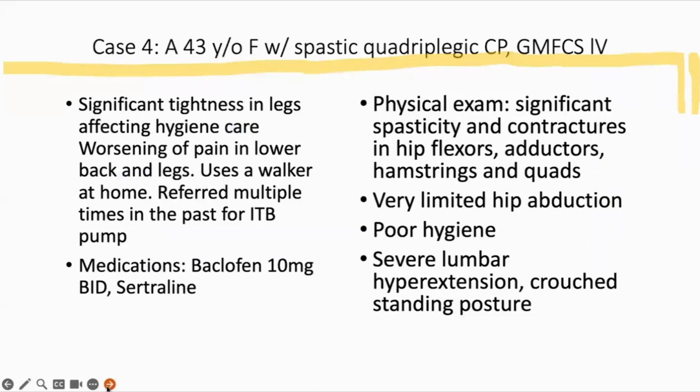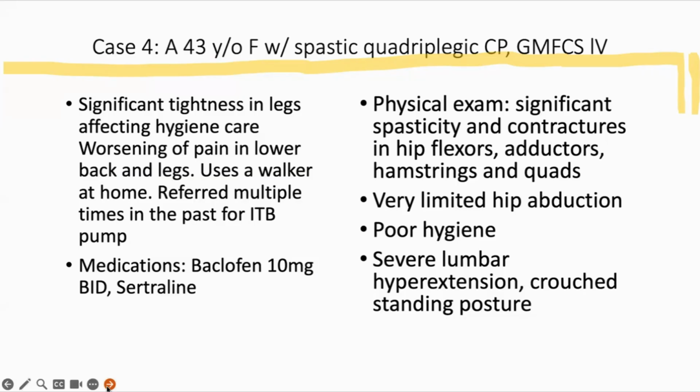So this again, a different story, for this 3-year-old with spastic quad GMFCS 4. She had significant, again, she's also a university graduate, significant tightness in legs affecting hygiene care, and she had worsening of pain in lower back and legs. Uses a walker at home, was referred many times for ITB pump, but she didn't want to do it.